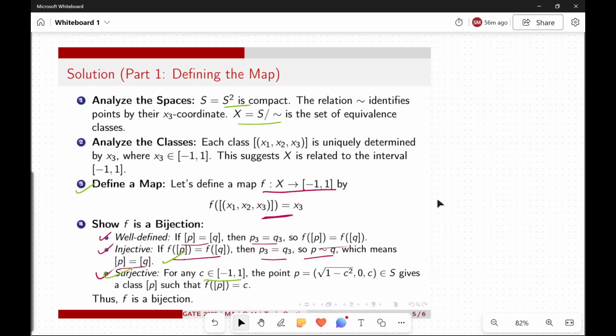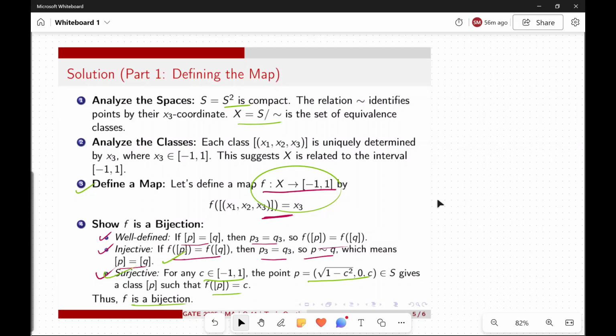And for surjectivity, what are we taking? We can take any c in minus 1 to 1. If we take the point root over 1 minus c squared, comma 0, comma c, then f of p is equal to c. So this tells us that it is a bijection. So we are constructing a map f from X to minus 1 to plus 1, which is bijective. Now what do we need to show?